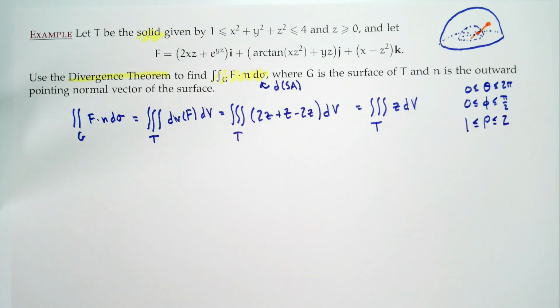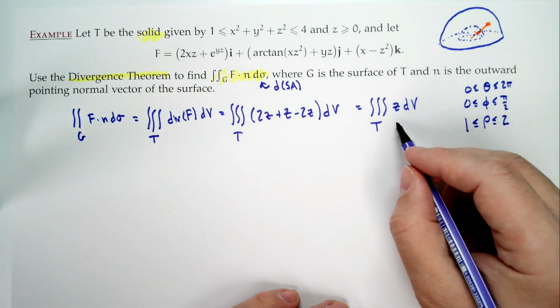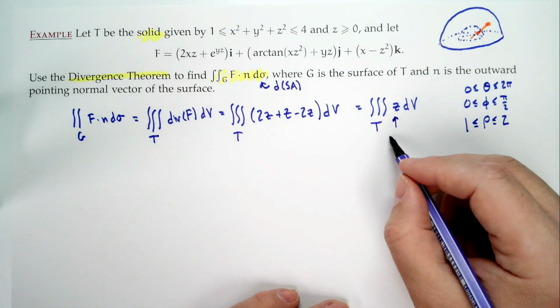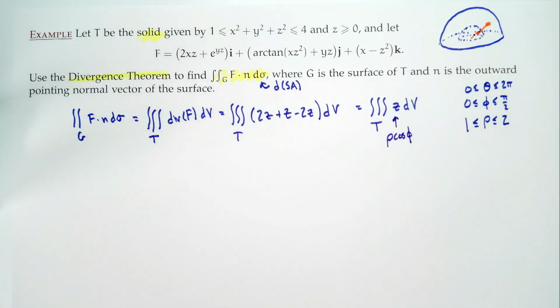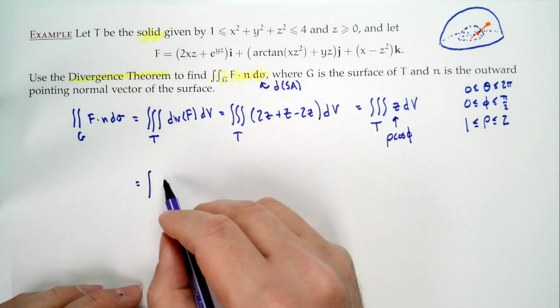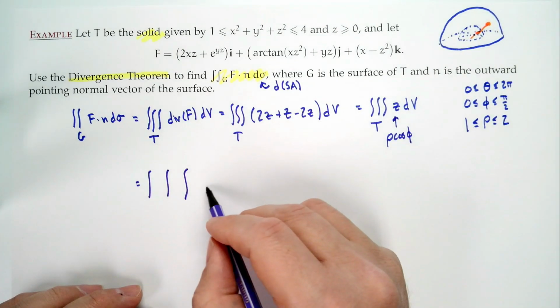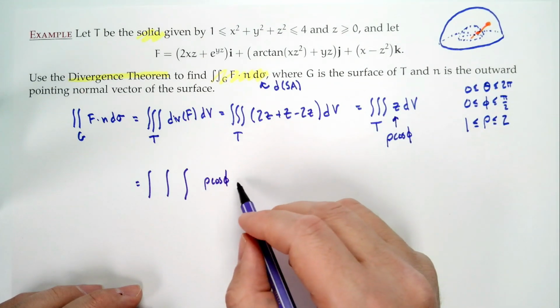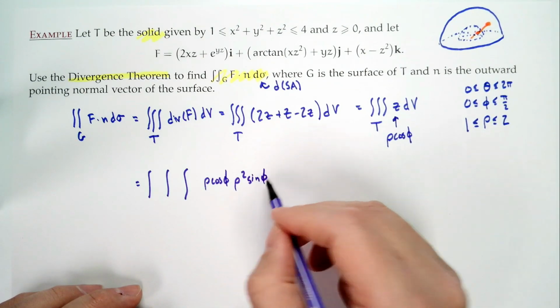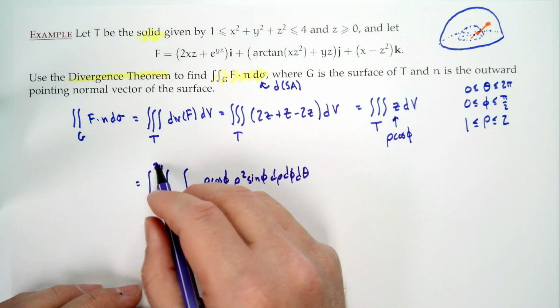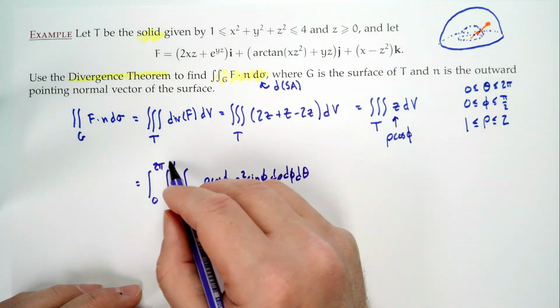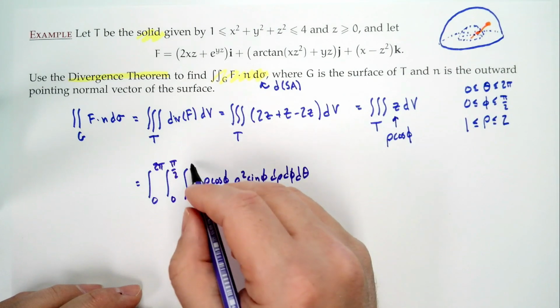Now the other thing we have to think about is what z becomes. Well, z is rho cosine phi. Okay, so that's what we have. And so this is going to become the integral, integral, integral of rho cosine phi, then our dV, rho squared sine of phi, d rho d phi d theta. Theta goes 0 to 2 pi. Phi goes 0 to pi over 2. And rho goes 1 to 2.